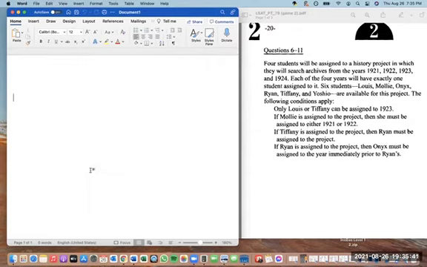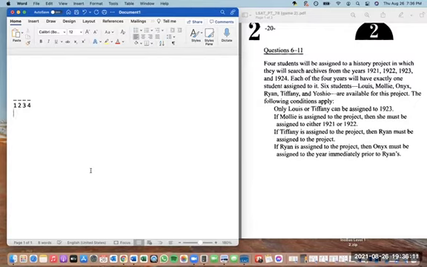So we've got 4 students who will be assigned to a history project in which they will search archives from the years 1921, 22, 23, 24. Okay, so I don't have to write out 1921, 1922, etc. I can just write out 1, 2, 3, 4. That's one little thing that will make this a bit simpler. Okay, so I have those 4 years.